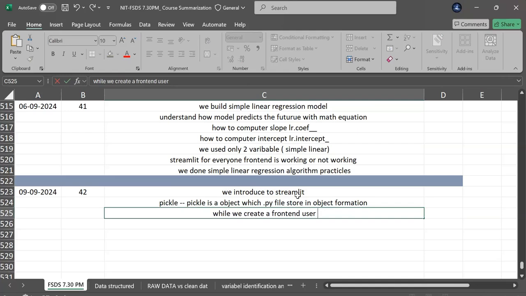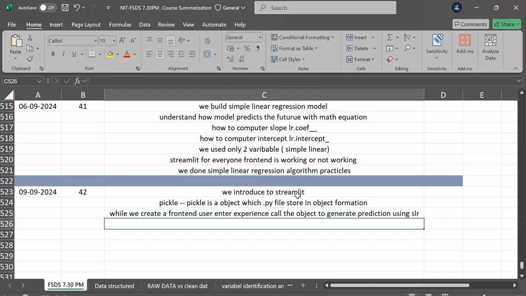the moment when the user enters the experience, in the backend, it has to call or not. Guys, you getting my point? So it never calls all the 20 lines. So when the user enters experience, it calls the object to generate predictions using which equation? Y equal to mx plus c, using SLR, simple linear regression algorithm. Are you clear or not?